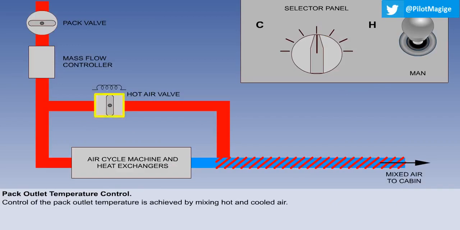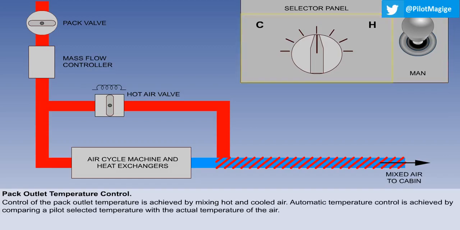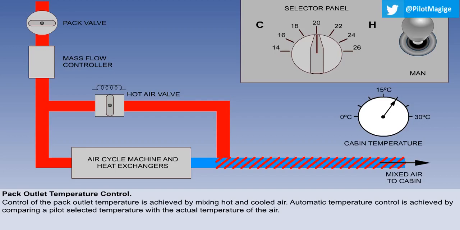Control of the pack outlet temperature is usually achieved by mixing hot air with the cooled air from the air cycle machine. The temperature control can be either manual or automatic. Automatic temperature control is achieved by comparing a pilot-selected temperature with the actual temperature of the air. In your aircraft, you will find that the selector does not have temperatures marked on it, but merely hot and cool. However, to aid understanding, we will mark our selector with temperatures.